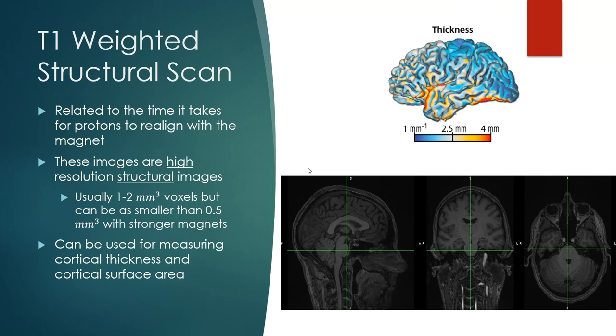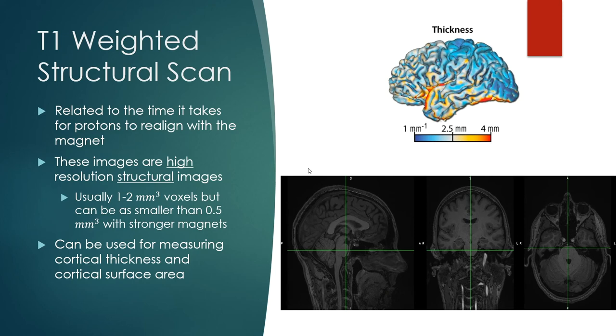And these can be used on their own. There's a lot of cognitive research people that just use the structural images to look at how thick the cortex is between people and whether or not that matters for different things. But these are also used to line things up, as we'll see later. You can take low resolution functional stuff and you can map it onto the high resolution structural stuff.